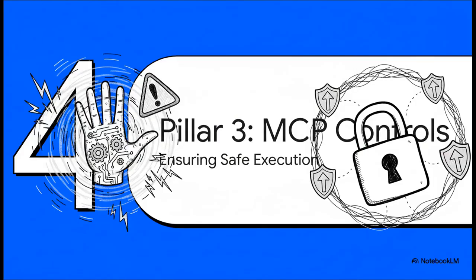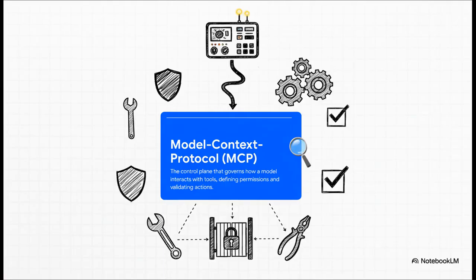Okay, but wait a minute. Giving an AI hands sounds kind of scary, right? If you don't control them, things could go very wrong. And this is probably the most critical piece of the whole puzzle for any real business. So let's look at our third pillar, MCP, which provides that essential control. MCP stands for Model Context Protocol. Now, the easiest way to think of it is like the control plane or maybe the official rulebook. It governs exactly how the AI model is allowed to use its tools. It sets the permissions, it checks the AI's intended actions, and only then allows them to run. The model never, ever acts directly.